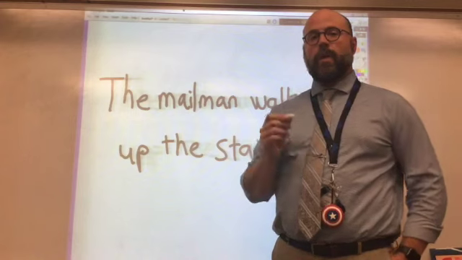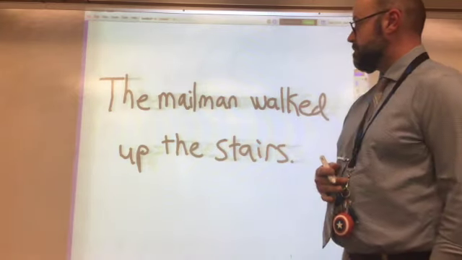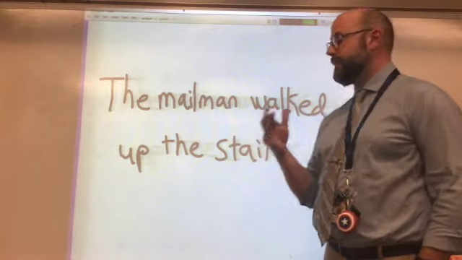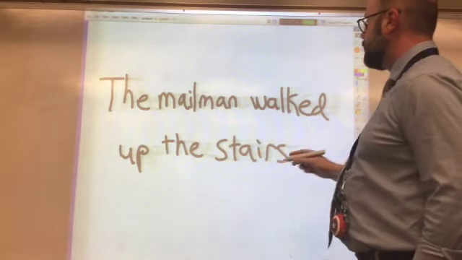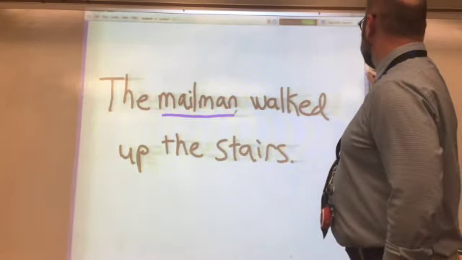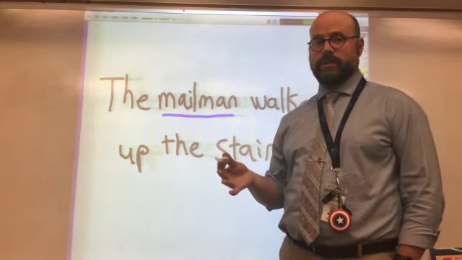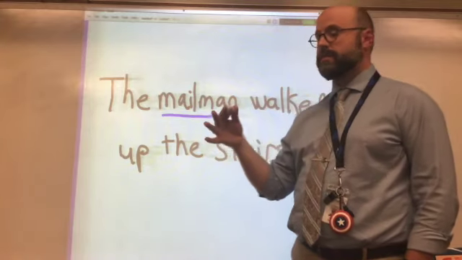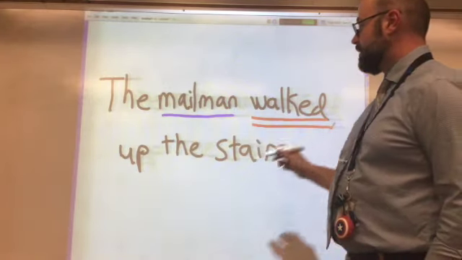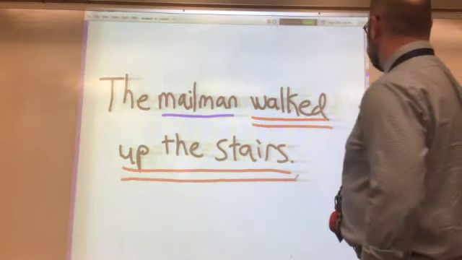The mailman walked up the stairs. What do you think? What is the subject? Who or what is it about? It's about a mailman, right? The mailman. What did the mailman do? The predicate is what the subject is or what the subject does. Well, the subject in this case walked. That's our predicate. Walked up the stairs, complete predicate. That's specifically what he did, right?